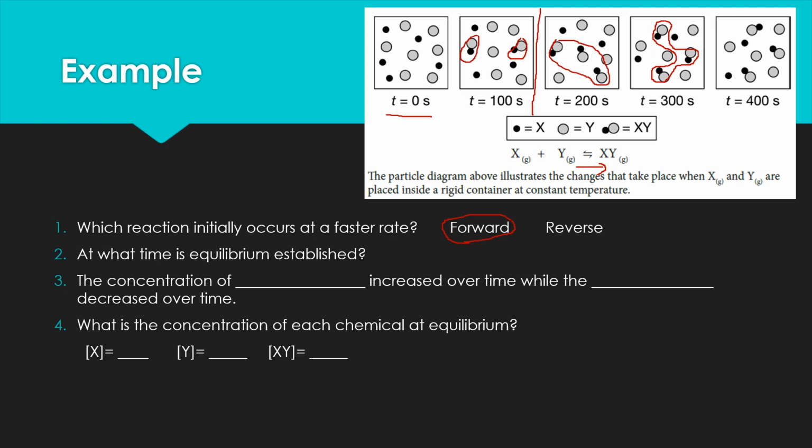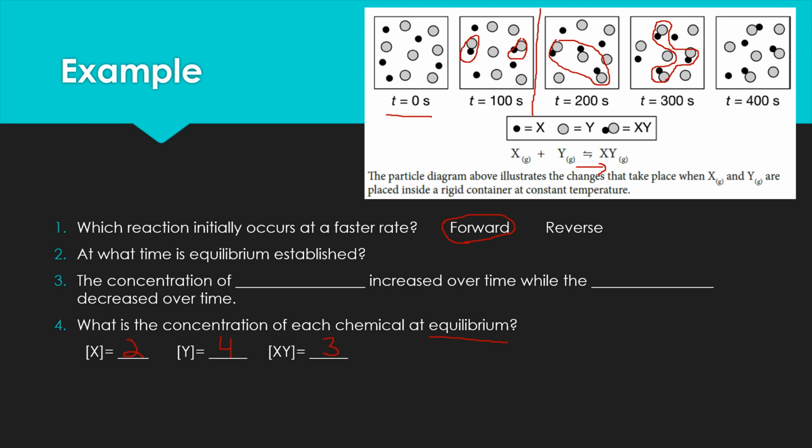XY I already circled, we have 3 of those, so we'll just say it's 3 molar. Remember, chemicals in brackets, and we're going to see this throughout the entire unit, chemicals placed in square brackets mean concentration or molarity of. X is the little black dot, so there's only 2 of those. And Y is our larger circle. We have 1, 2, 3, 4 of those. So those are concentrations at equilibrium. Notice they are not the same as each other. Rate is equal at equilibrium, not amount.